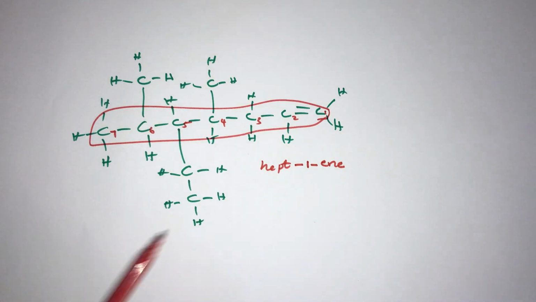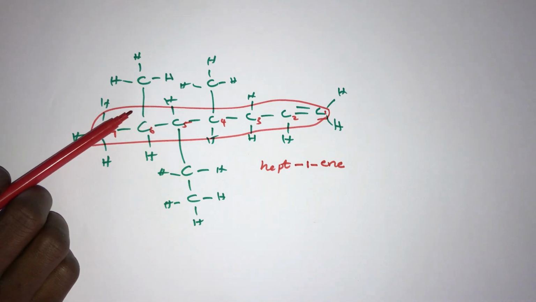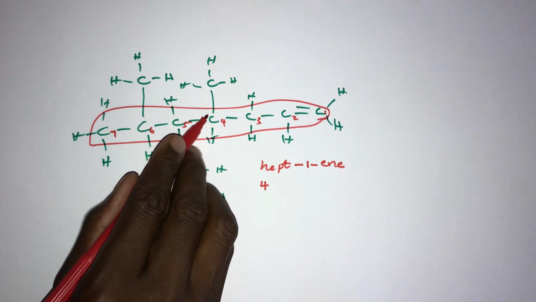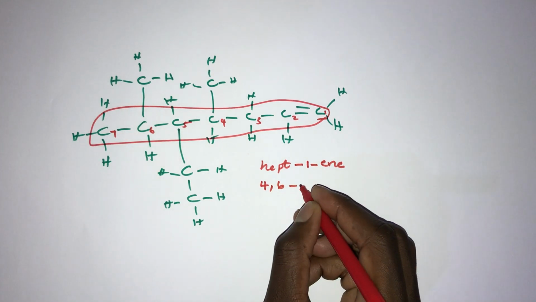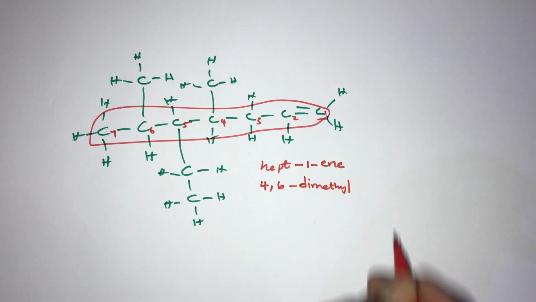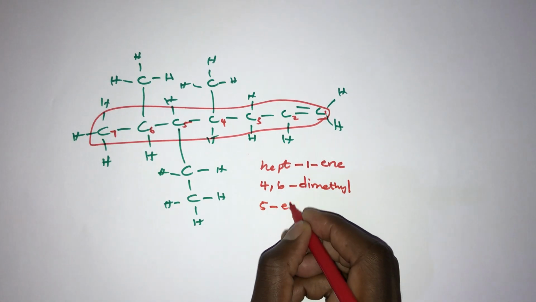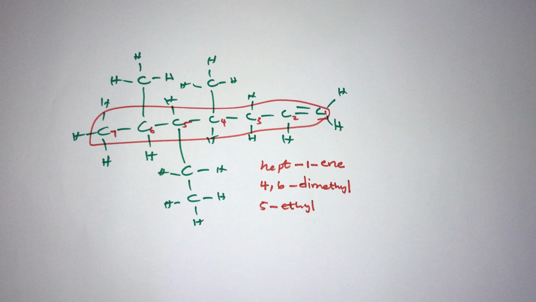Then now, let's check. Carbon atom number 4, there is a methyl. Also carbon atom number 6, there is another methyl. So let's say this one is 4, 6, this one. Then since there are 2, dimethyl. And then carbon atom number 5, dash ethyl. So since now we're done identifying the branches and the double bonds, now we can combine the names.